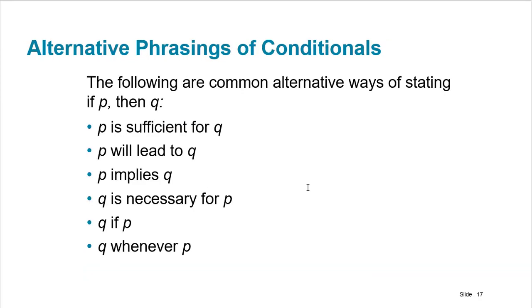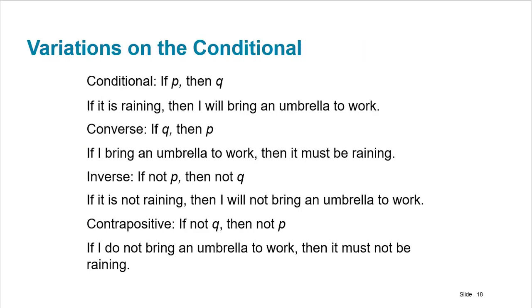Okay, so there's some alternate phrasings of conditionals. It's just ways to kind of help you understand why they're true and false when they're true and false. So they're saying P is sufficient for Q, P will lead to Q, P implies Q, Q is necessary for P, Q if P, and Q whenever P. So you can see how P leads to Q. And so when P doesn't happen, it really doesn't matter what happens with Q. That's how we get the whole true and false things. So some variations on the conditional.